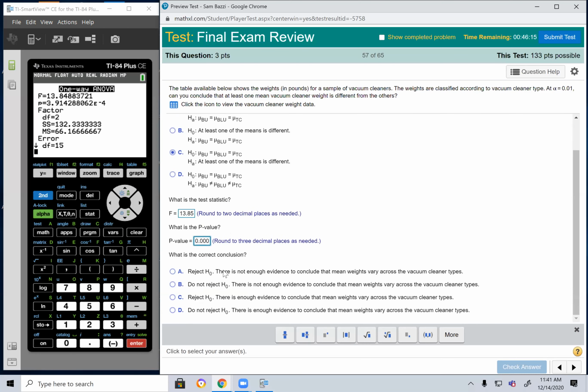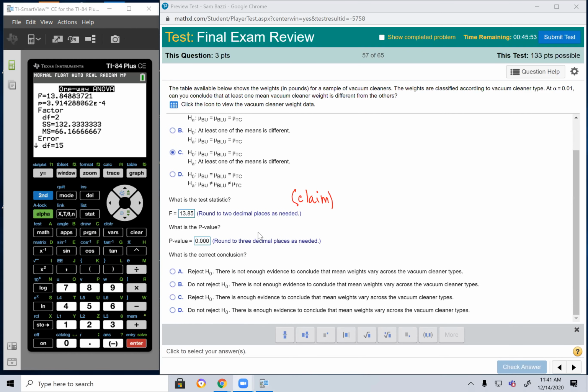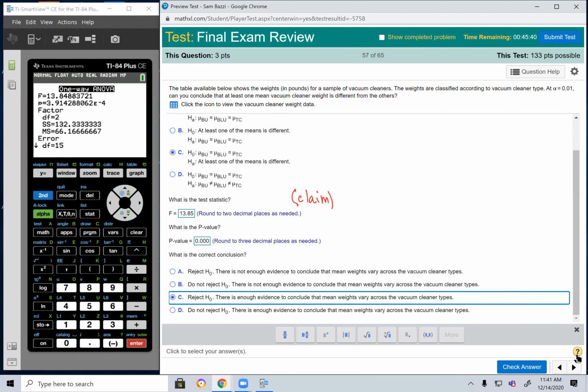That's the answer. Reject H0, and where did we say the claim is? Can you conclude that at least one mean is different from the others? So guys, the claim is here in the alternative hypothesis. So we reject H0, there is enough evidence to support the claim. That's what I'm trying to say. So it's between A and C. There is not, yeah, you can't use this. That's it. There is enough evidence to conclude that at least one mean is different from the others.